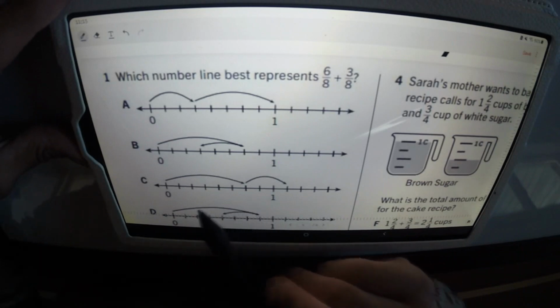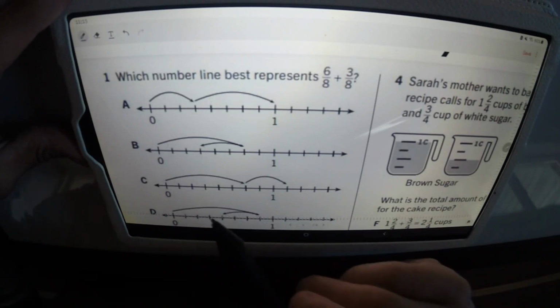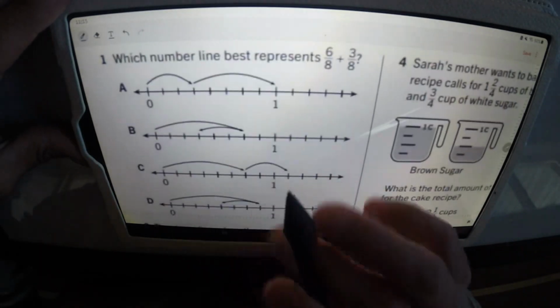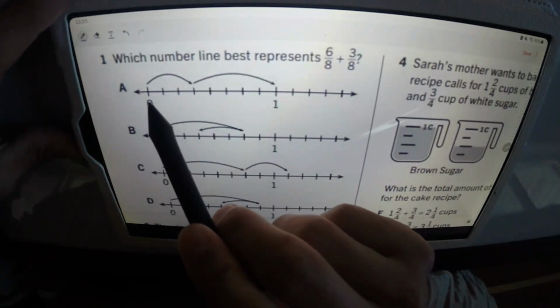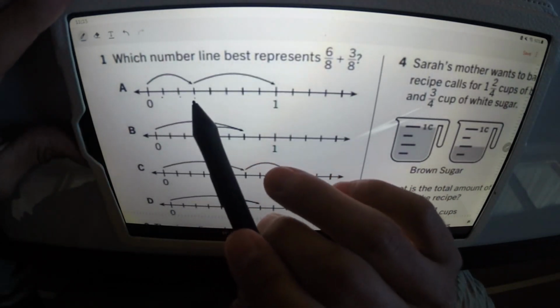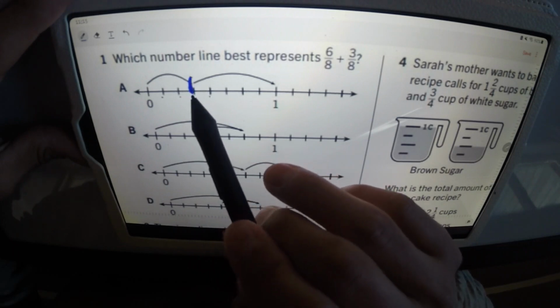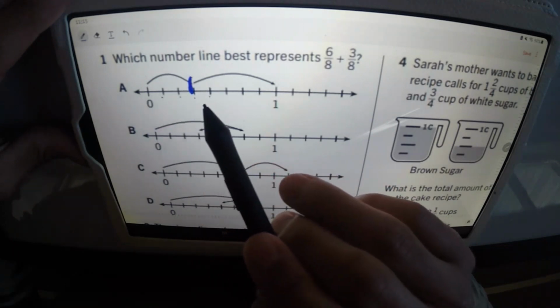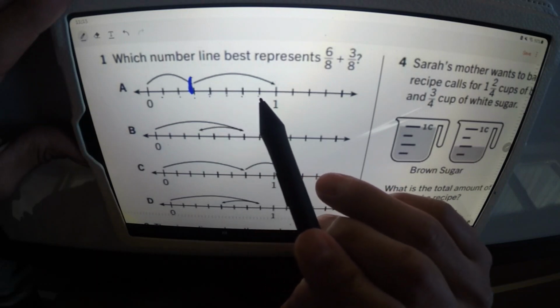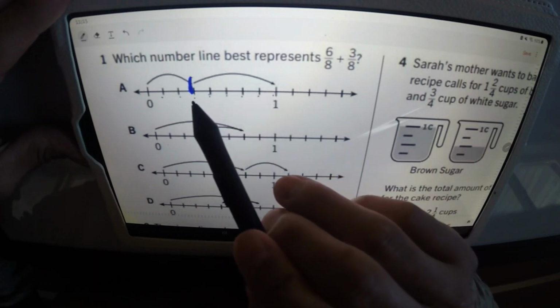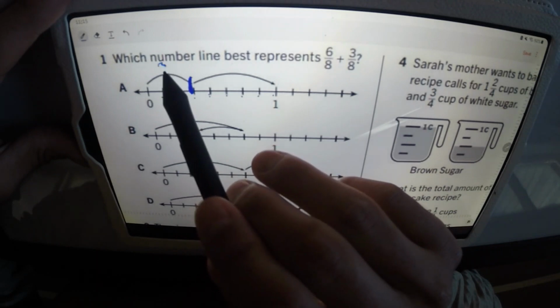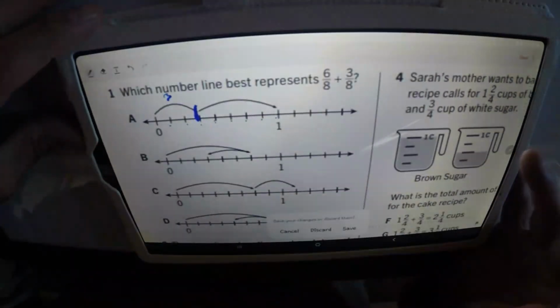Now, basically we're looking for 6 plus 3. Okay, so let's look at this one. 1, 2, 3. That's one number represented. 1, 2, 3, 4, 5. That's 5. So this jump right here is 3, which is correct, something we might be looking for.